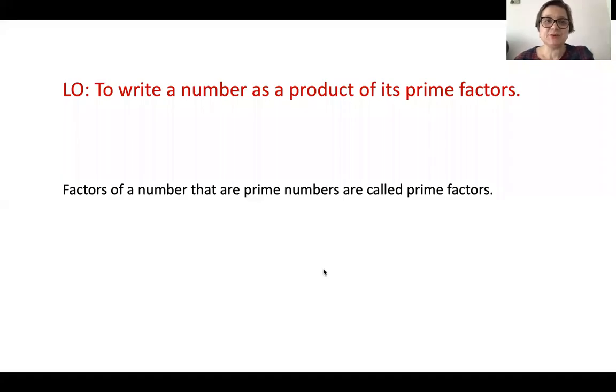Hello. Today we are going to write a number as a product of its prime factors. Factors of a number that are prime numbers are called prime factors. And why are they called prime factors? Because that prime number multiplied by another one, both of them multiplied, make the number that you are given.